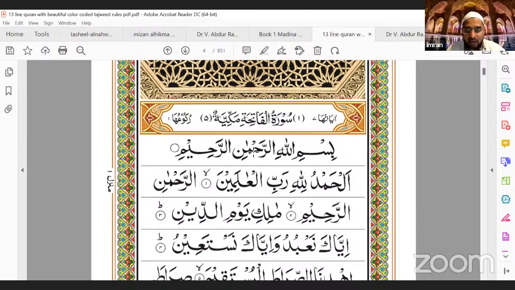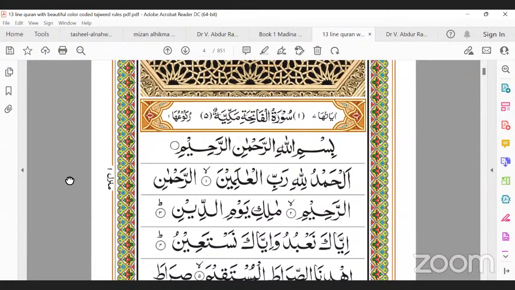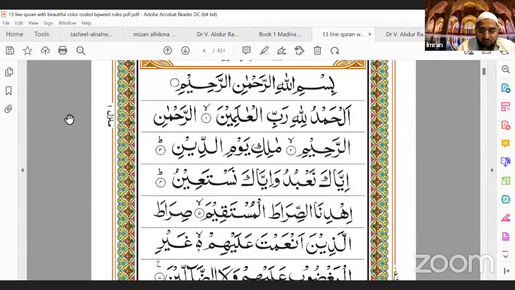So Ar-Rahman is the first adjective. Ar-Rahim is the second adjective. Alhamdulillah. So because of the ba kasra, all of them took the kasra. Exactly.